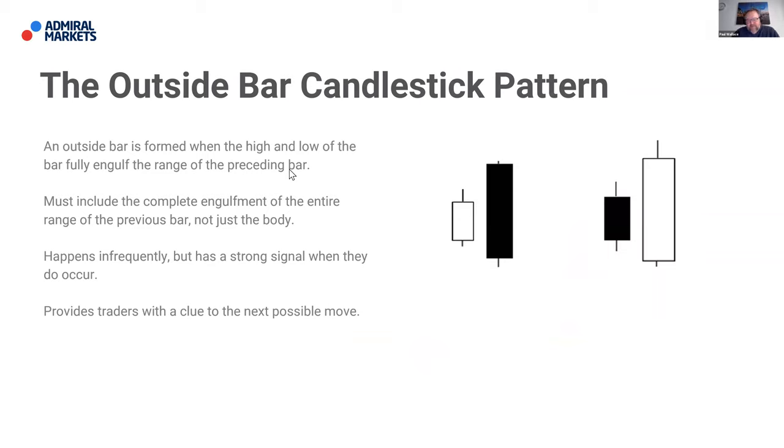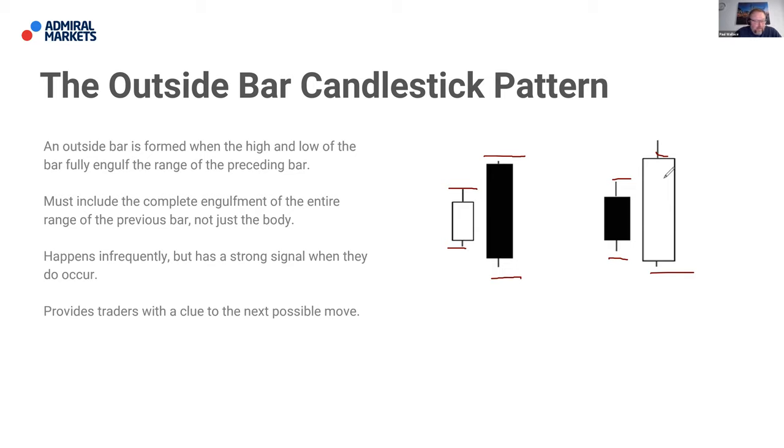But as well as price action signals, we had the inside bar, and we can also have the outside bar or engulfing candle, right? It's the exact opposite of the inside bar. It's formed when the high and the low of the bar fully engulf the range of the preceding bar. You can see that there yourself, right? And I mean fully engulf, okay? Not just the body, but the full range of it engulfs the full range of the preceding bar.